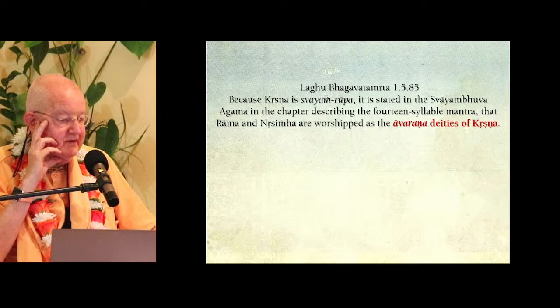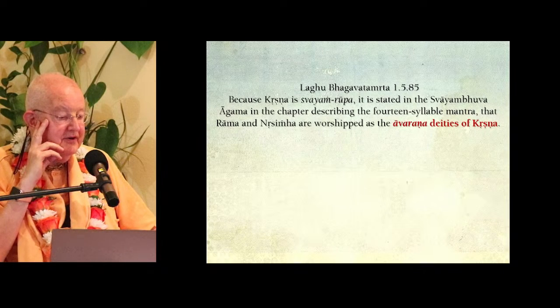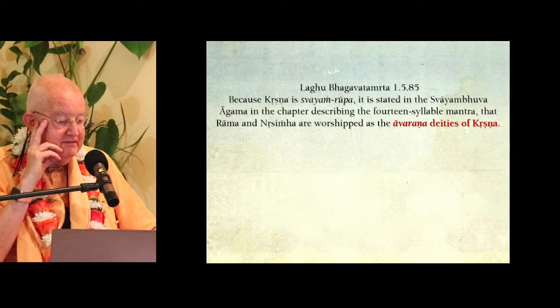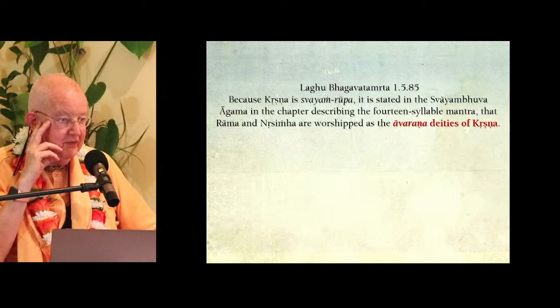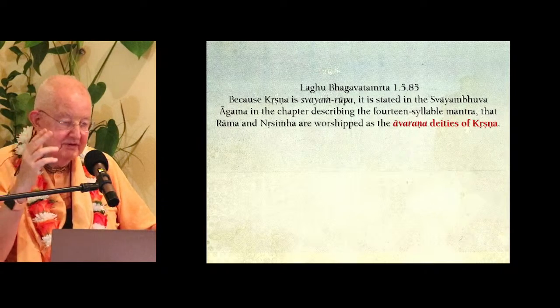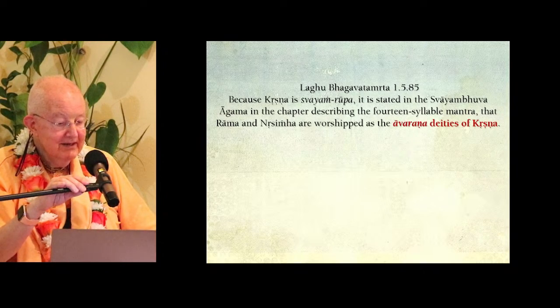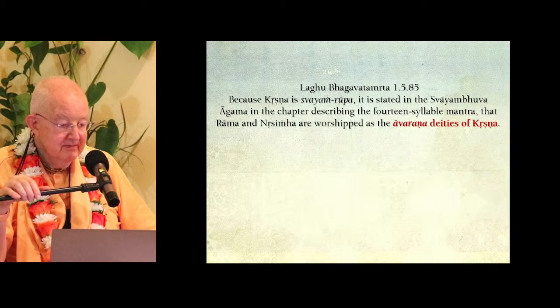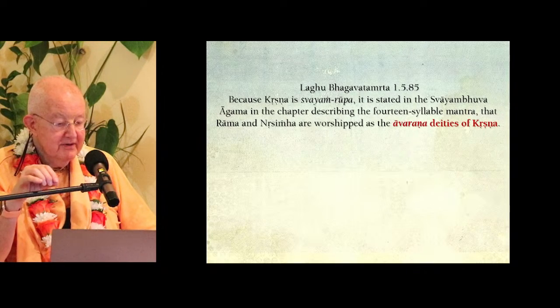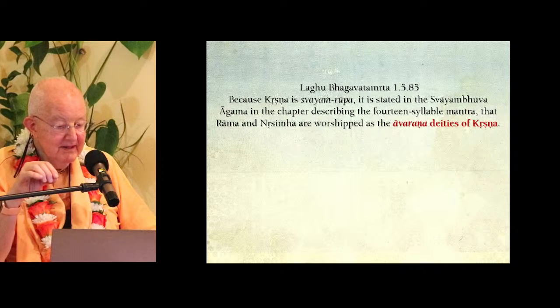Laghu Bhagavatamrita 1.5.85. Krishna is Swayam Rupa, the original form. So Krishna is Bhagavan Swayam. Same idea. It is stated in the Swayambhuva Agama, in the chapter describing the 14-syllable mantra, that Ram and Nrsimha are worshipped as the Avarana deities of Krishna.